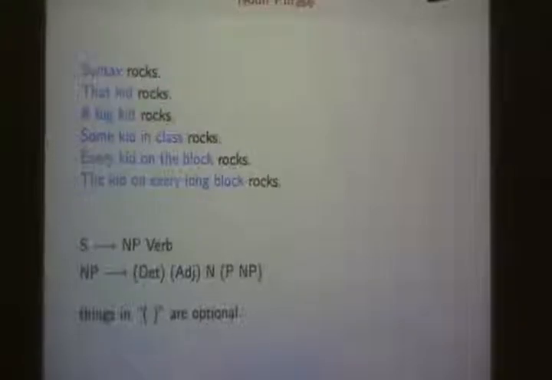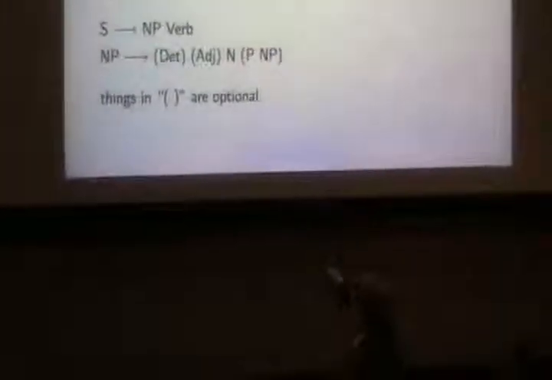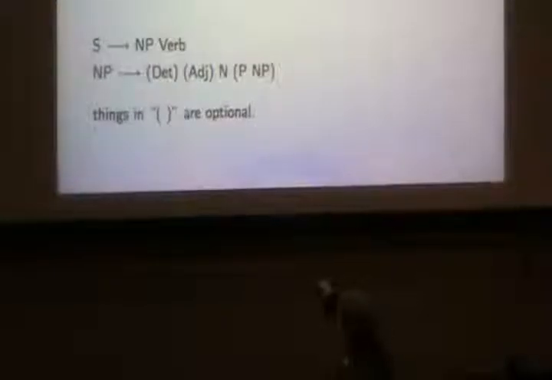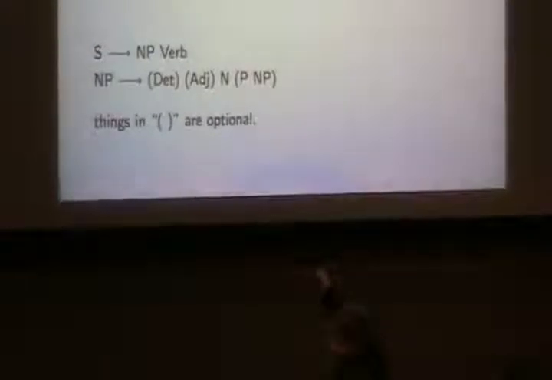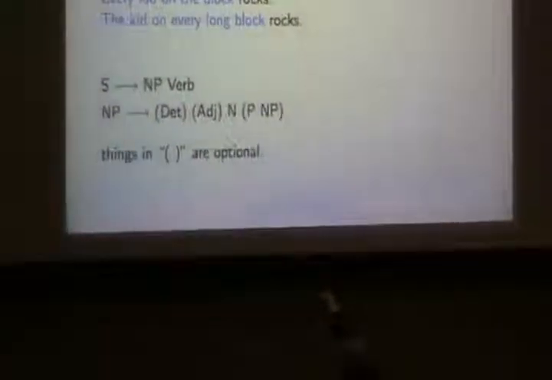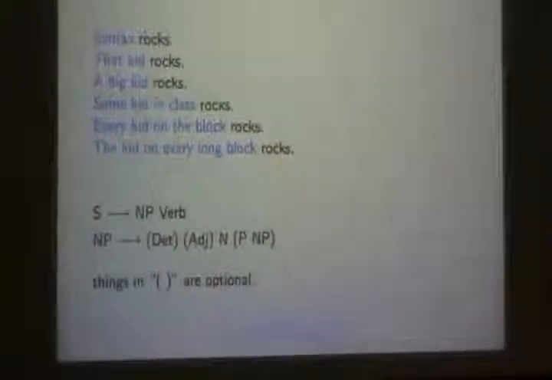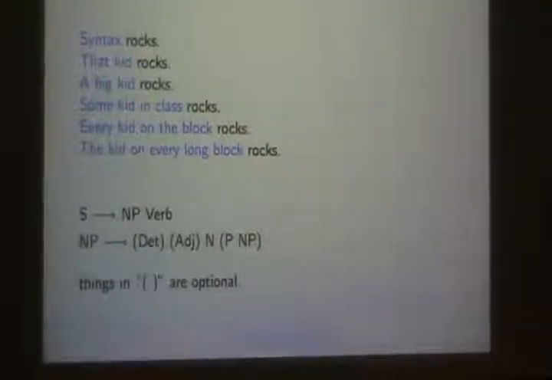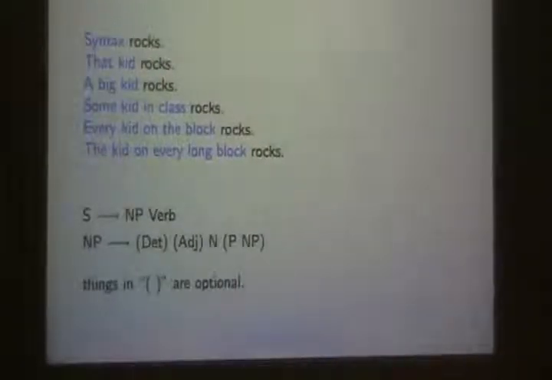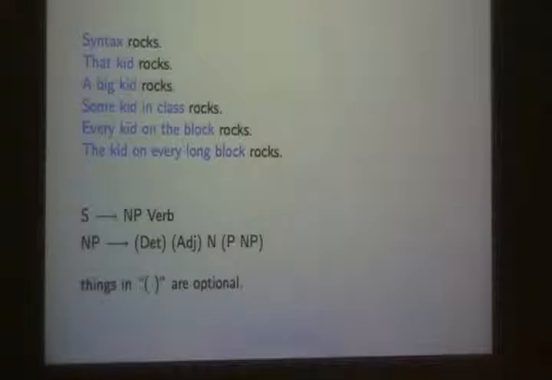And now, here's a way of describing that. We'll say that a sentence ends with a verb, but it starts now with anything that belongs to this class of strings. All of these have a noun in them, so "syntax" is just a noun. "That kid" is a noun preceded by something. "A big kid" is a noun preceded by two things. "Some kid in class" is a noun preceded by one thing and followed by two. All of these strings have a noun in them. And so what we're going to call this collection of strings that can always start a sentence is a noun phrase, reflecting the fact that each of these strings has a noun in them.